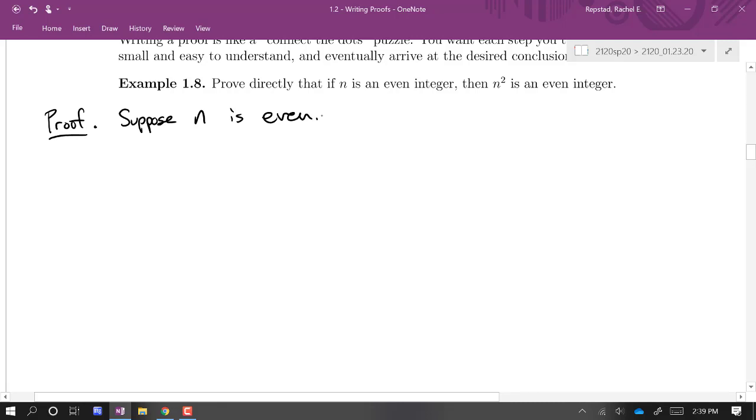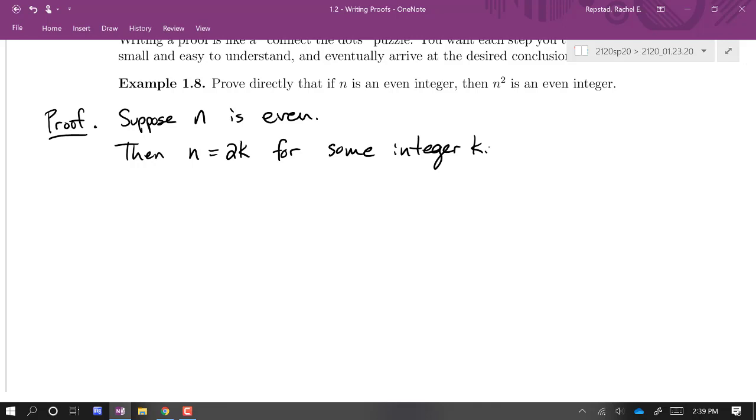Suppose n is even. What is an even integer? Anything that has a factor of 2, or can be written as 2 times some other integer. Yes. So we could say then n equals, now I can't use n again because n is my any old even integer here, so I'm going to say it's 2k, for some integer k. The only thing I'm assuming about k here is that it's an integer. So that's what we know about n.